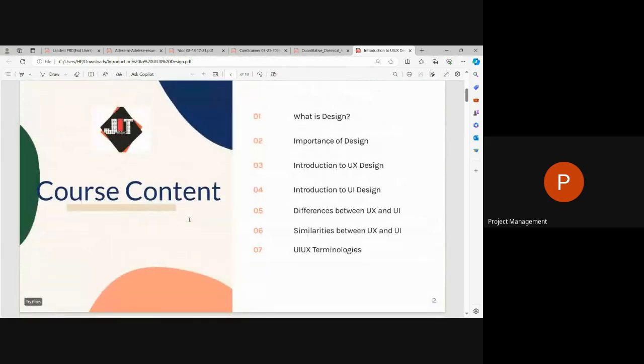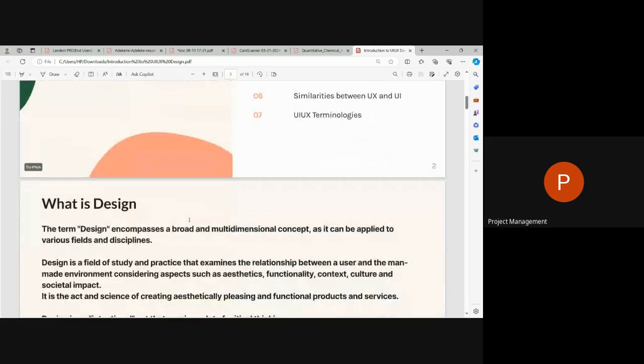We're going to be talking about what design means, the importance of design, introduction to UX design, introduction to UI design, the differences between UX and UI, the similarities, and the UI UX terminologies. So let's get right to it.